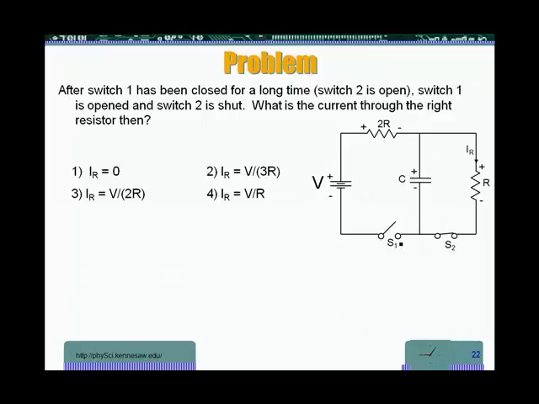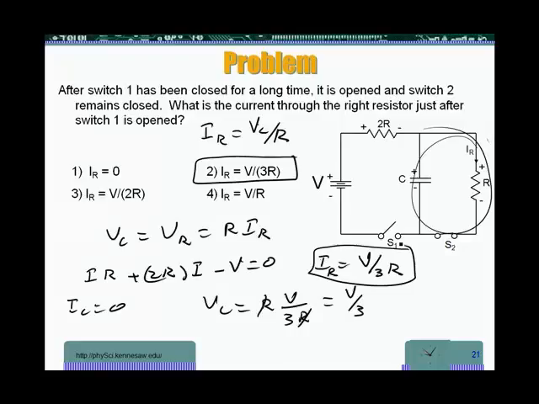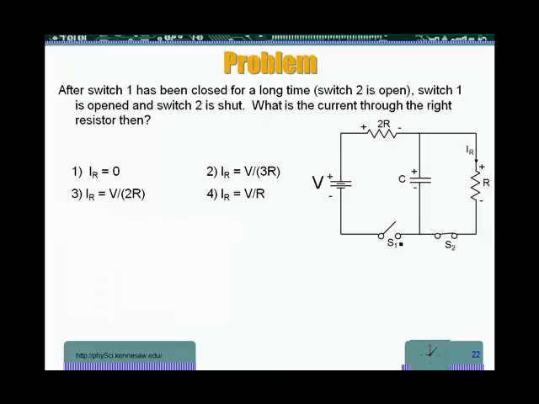Now let's consider what happens in this case. This is a different case from the previous question. In this case, switch 2 is closed all the time. In this case, switch 2 is initially open. Then we open switch 1 and close switch 2. What is the current through the resistor then?